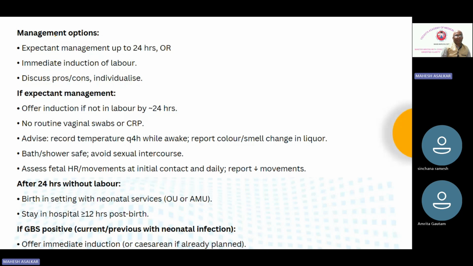Stay in the hospital for more than 12 hours post birth. And if GBS is positive, either current or previous with neonatal infection, then offer immediate induction or cesarean if already planned. So group B streptococci will have a separate guideline.